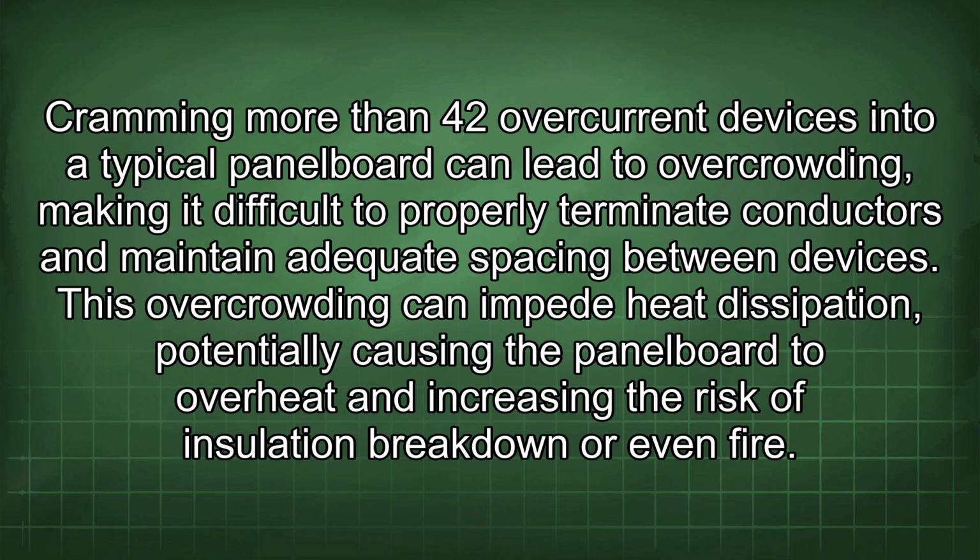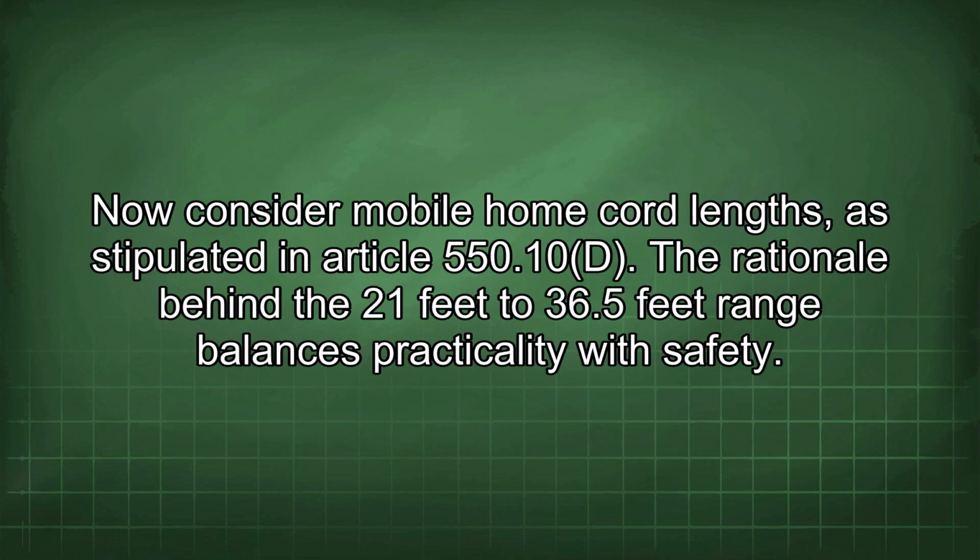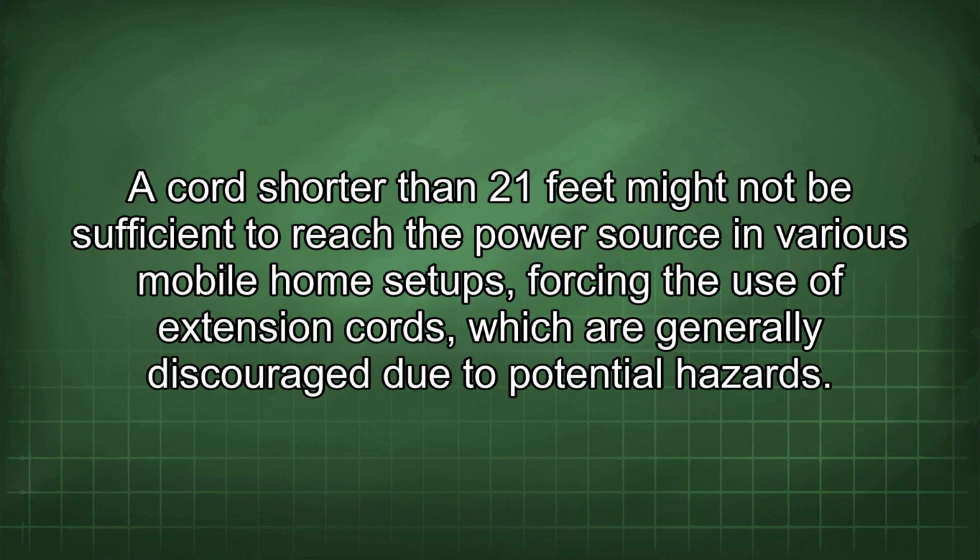Now consider mobile home cord lengths, as stipulated in Article 550.10d. The rationale behind the 21 feet to 36.5 feet range balances practicality with safety. A cord shorter than 21 feet might not be sufficient to reach the power source in various mobile home setups, forcing the use of extension cords, which are generally discouraged due to potential hazards.